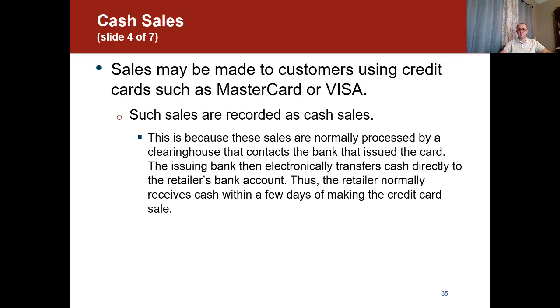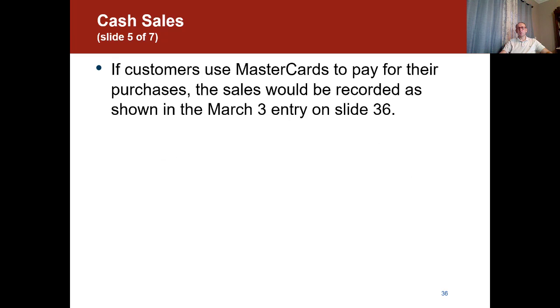Why is that? This is because these sales are normally processed by a clearinghouse that contacts the bank that issued the card. The issuing bank then electronically transfers cash directly to the retailer's bank account. Therefore, the retailer normally receives cash within a few days of making the credit card sales. So we're not really offering credit here. It's the bank that offers the credit, and the process is done through the clearinghouse. If customers use MasterCards to pay for their purchases, the sales would be recorded as shown in the March 3rd entry in the previous slide.